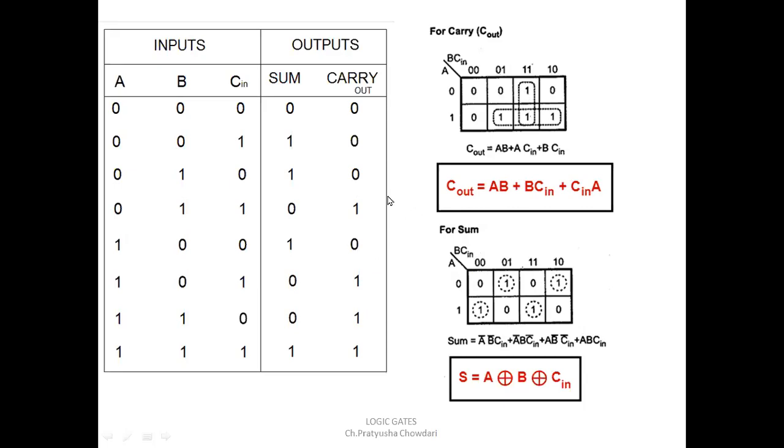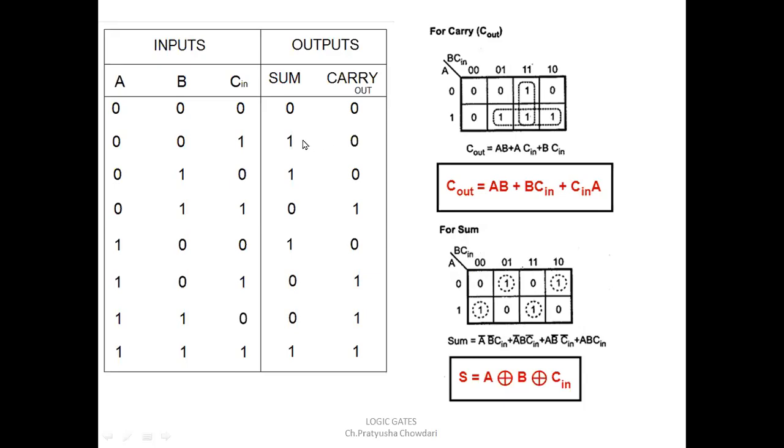Respectively, we'll put all the values here, and we have to form the maximum combinational groups. Here, this is one group, second group, and third group. So there are three groups, so we'll have three product terms here. They are AB, A C in, and B C in. So this is the expression for C out.